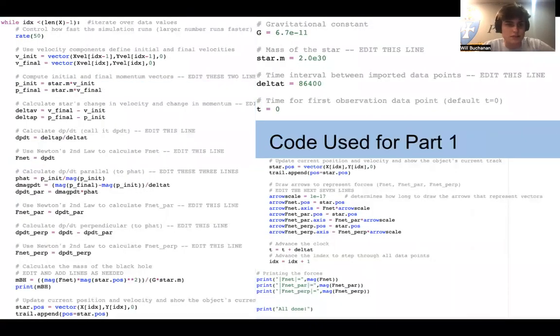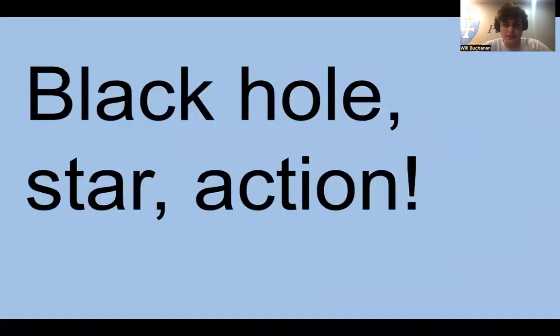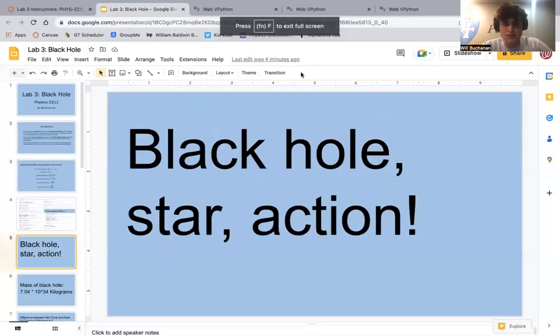And this is the code used for part 1. And there's a whole lot going on. We have our positions up here, our unit vectors, and our forces down here. And here this is where we set up the arrows, which actually show how the forces act on the star throughout the process. And let's see our code in action.